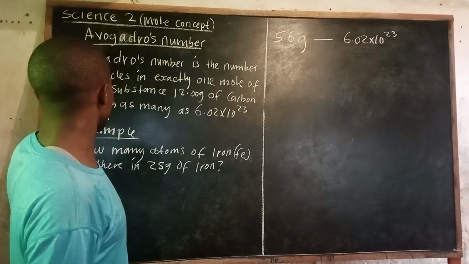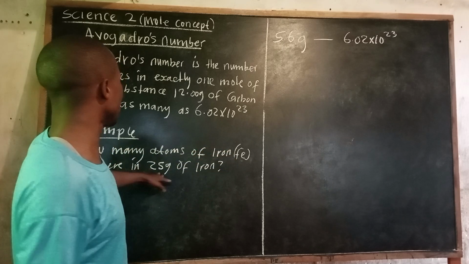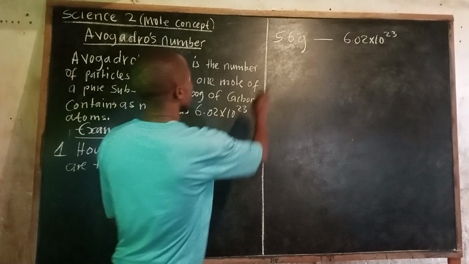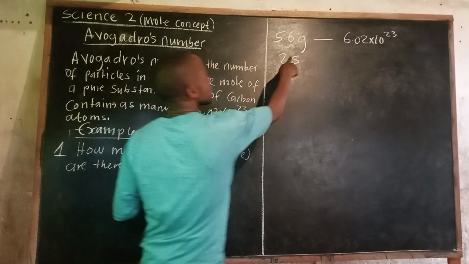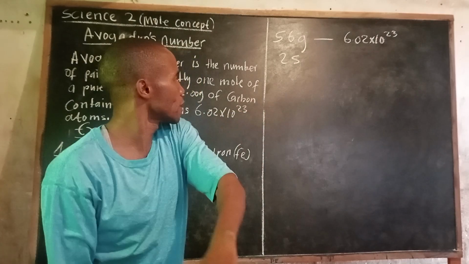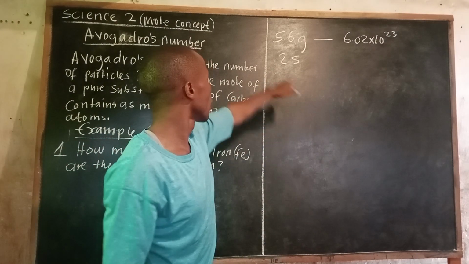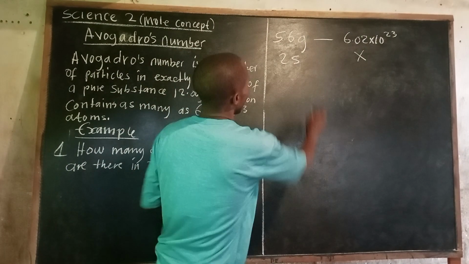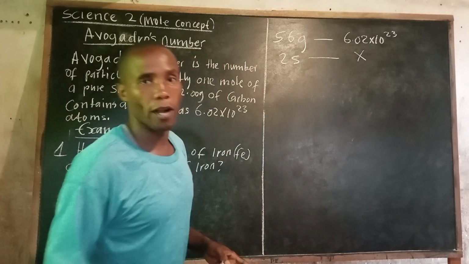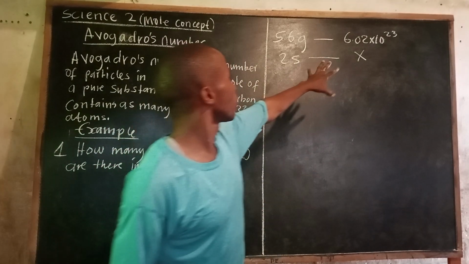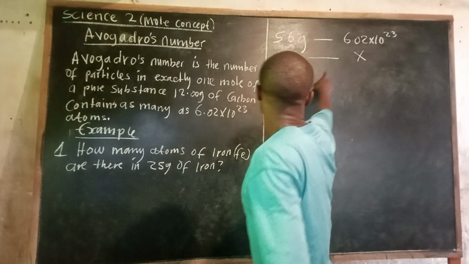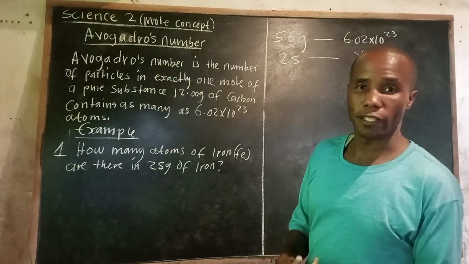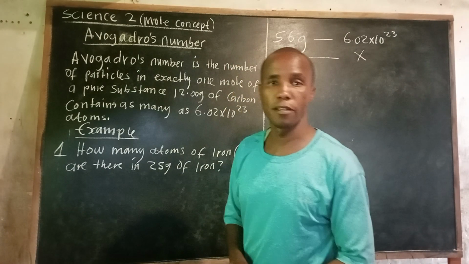Then they are saying, how many atoms of iron are there in 25 grams? So for us to know the atoms in 25 grams, we say 25. Since 56 grams, which is the mass number of iron, is equal to that number of atoms, what about 25? We don't know, and that is what we are looking for, so we put x there. From there, we are going to cross multiply and solve for x, and that will be the total number of atoms of iron found in 25 grams.